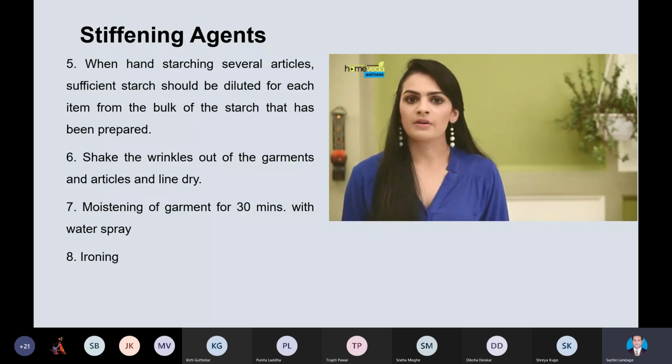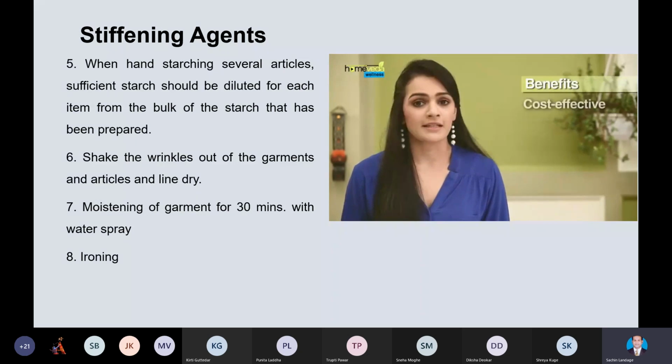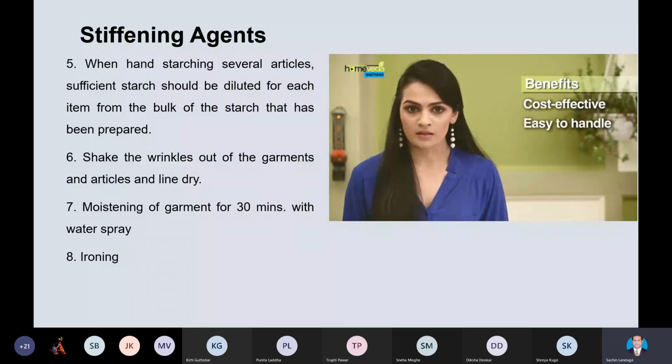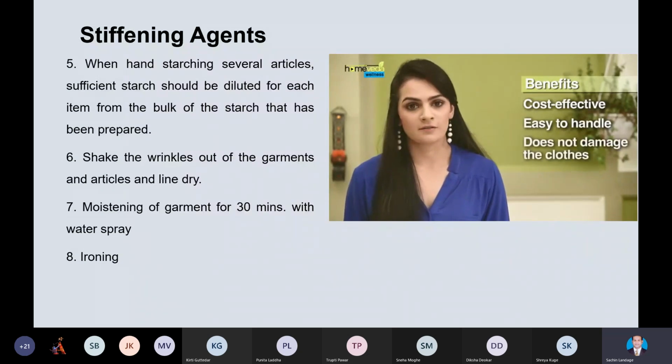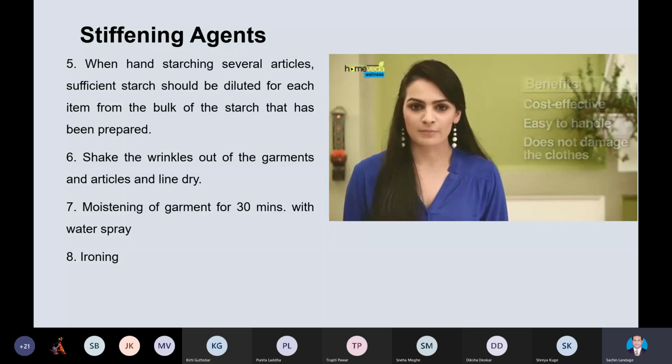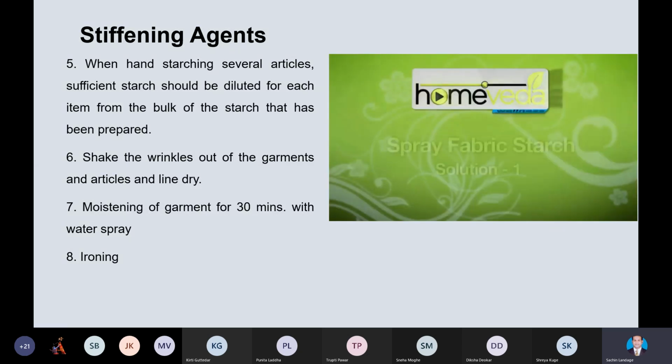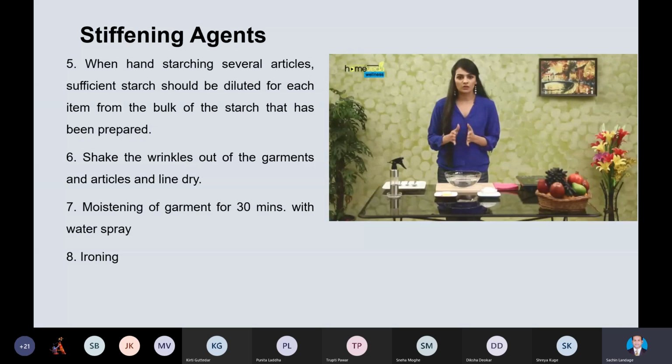On the other hand, a fabric starch made at home is a natural and a cost-effective solution, and since it is homemade, it is easy to monitor the stiffness being added to the clothes. Let's see how you can make natural fabric starch at home. Now we're going to make cornstarch fabric starch spray.